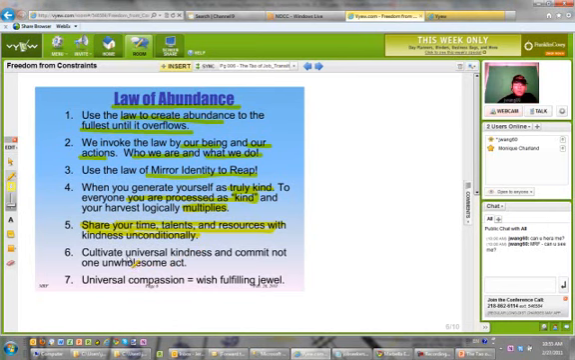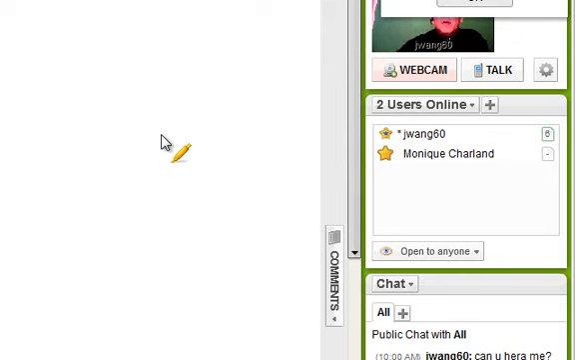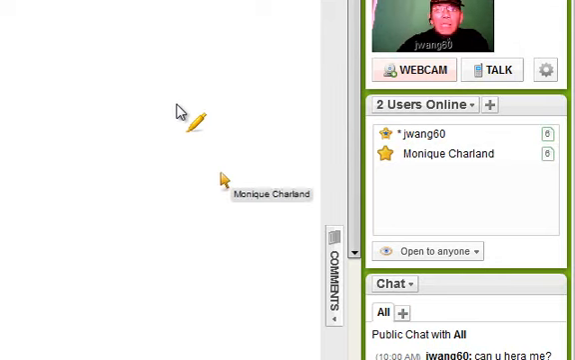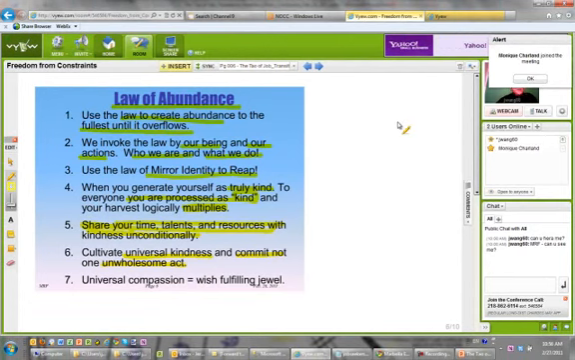So they say, cultivate universal kindness and commit not one unwholesome act. And I'll use some teachings, not because I like that, but I think it's a great example. People say, oh, love your enemy. They didn't say love your enemy because they give you money, they buy you lunch, they give you a car. Not because of that. It says honor your parents. It didn't say honor your parents because they send you to college. It's an unconditional spiritual law.